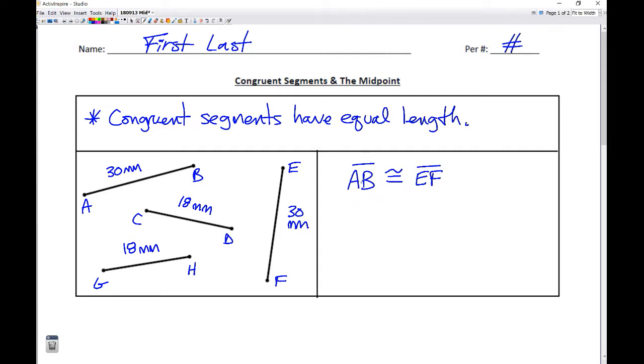Okay, there's another pair of congruent line segments up here, right? I want you to write down the congruency statement on your notes right here. So you write down the congruency statement for the other pair of line segments that have the same length. Go ahead and give it a shot. So you're writing right here what you think the other congruency statement is for the other two line segments. See if you can do it.